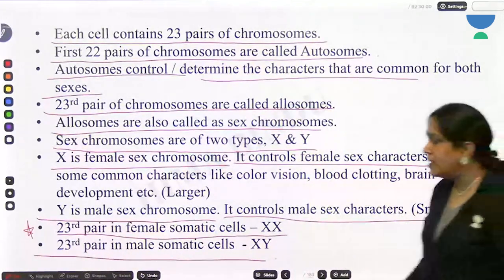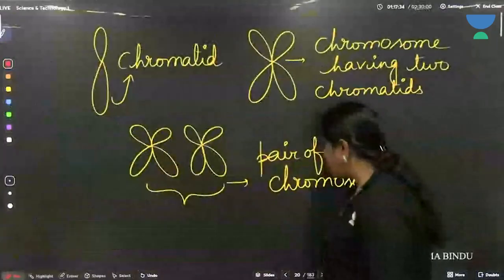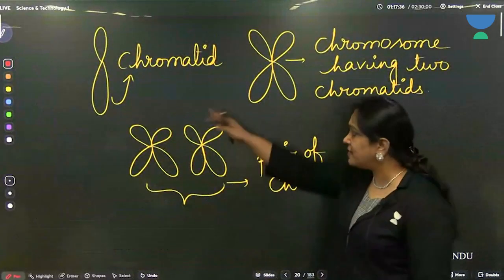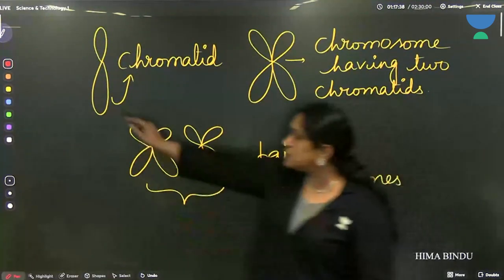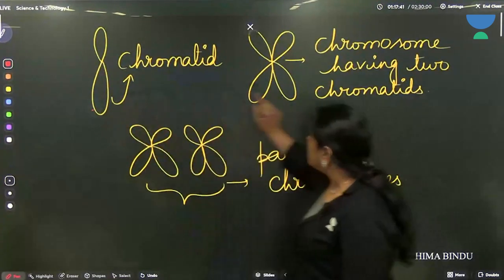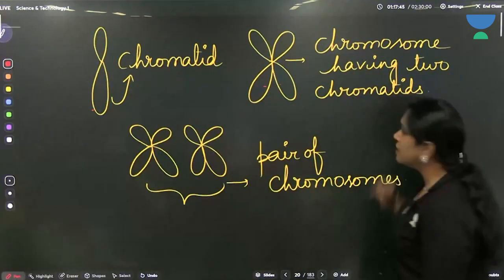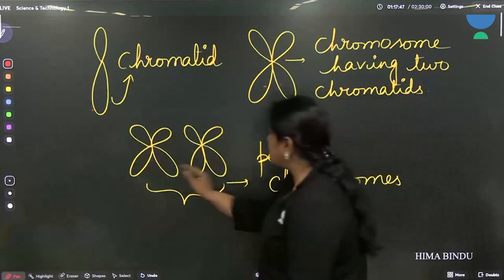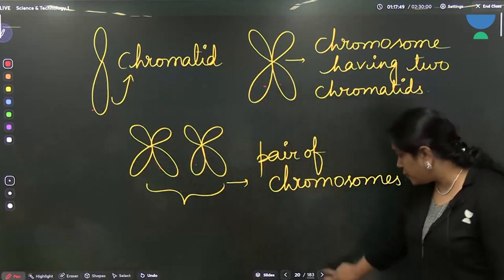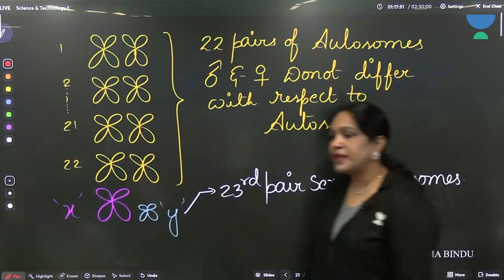The 23rd pair in male cells is XY. Clear till now? Okay. But this one, let me check whether it is clear or not. By the way, here there is one more drawing. This is one chromatid. This is two chromatids and one chromosome. A chromosome having two chromatids. This is a pair of chromosomes. I hope it is all clear.